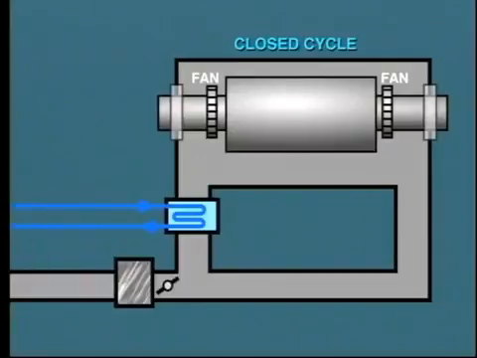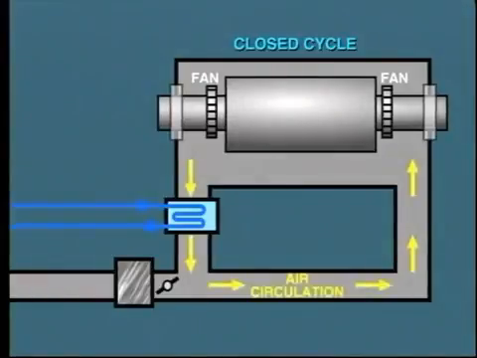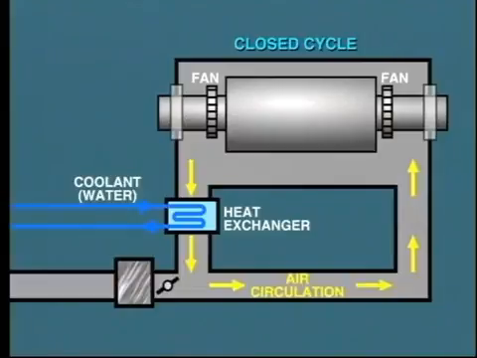Where the generator is located in a hostile environment, say very dirty conditions, a closed cycle air cooling system is usually employed. In this case, the same air is continuously circulated through the unit, and the air itself is cooled as it passes through a water-cooled heat exchanger.